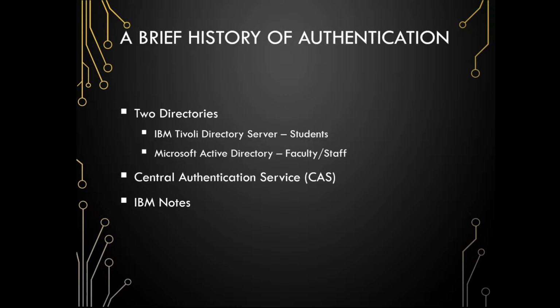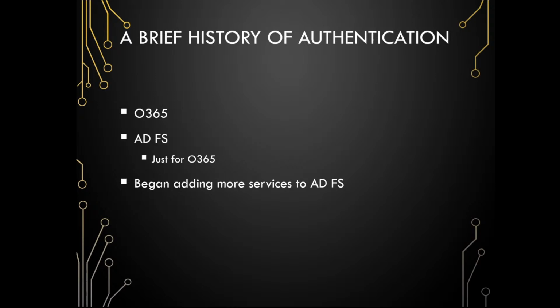Before we get into the nitty-gritty details about our solution, in order to understand some of our design decisions, it may help to provide a little background about our environment. A number of years ago, our student identities and our faculty and staff identities were housed in 2 separate directories: Tivoli Directory Server for students and AD for faculty and staff. We had CAS to provide single sign-on for numerous in-house and third-party applications, and we used IBM Notes for workflow and email. Then along came Office 365.